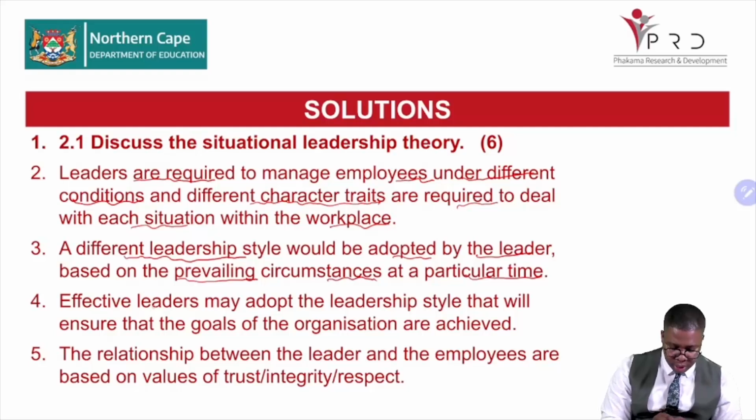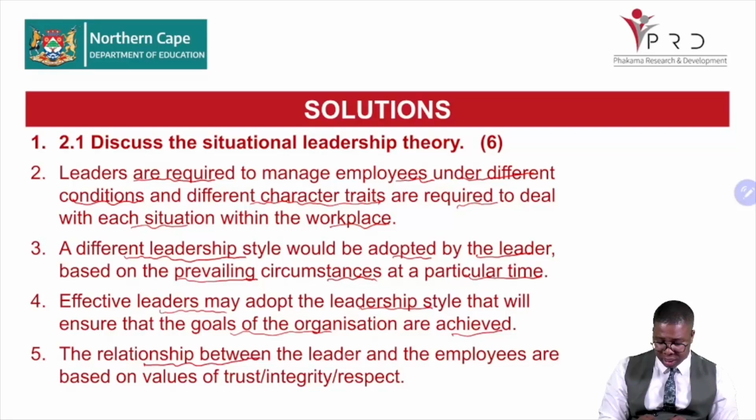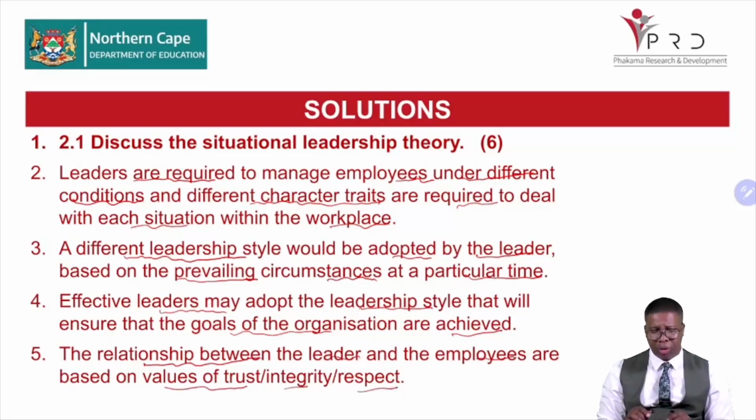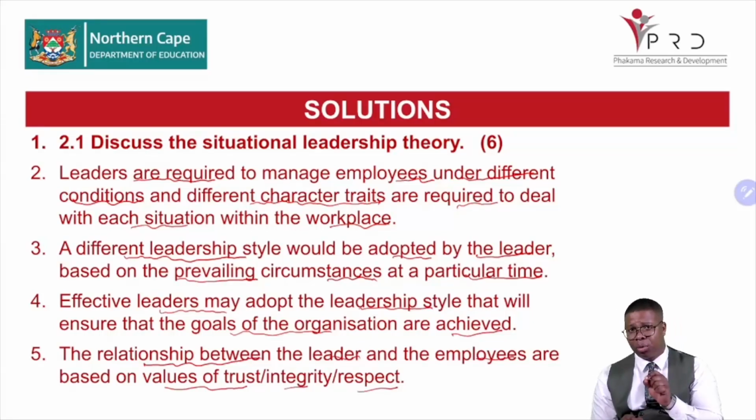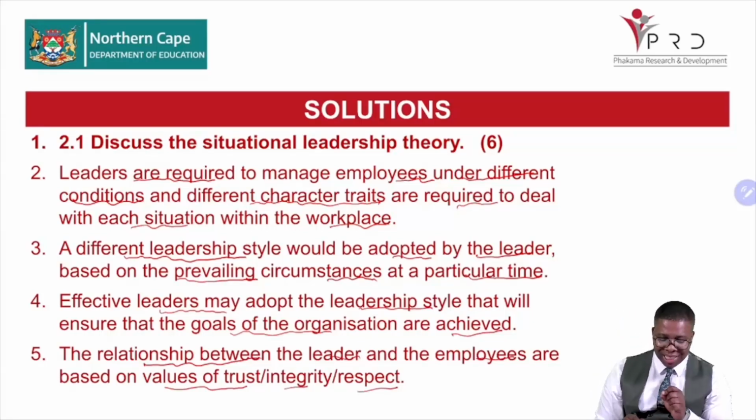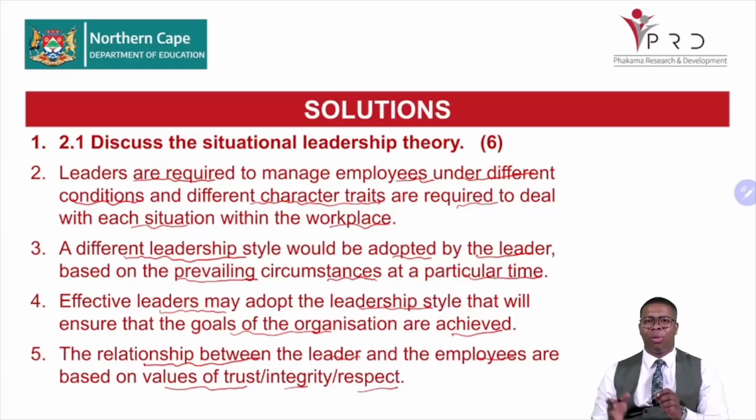Now, as we proceed, effective leaders may adopt the leadership style that will ensure that goals of the organization are achieved. Furthermore, the relationship between the leader and the employee is based on values of trust, integrity, and respect, which will help to do what now? It will help to achieve the understanding of different leadership styles being used. Because as the employee and the leader respect one another and trust one another, then they will understand to say, we are making this decision.